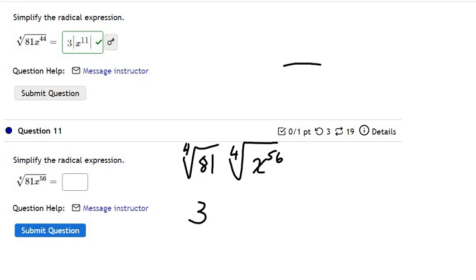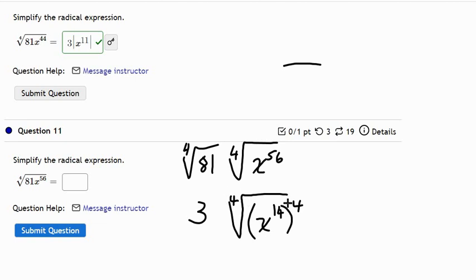So what we can do then is just do the division. We need to figure out what power of x I can raise to the 4th power to get x to the 56th. So all I do is divide 56 by 4. 56 divided by 4 will tell me this is x to the 14th power that goes in here. X to the 14th power.